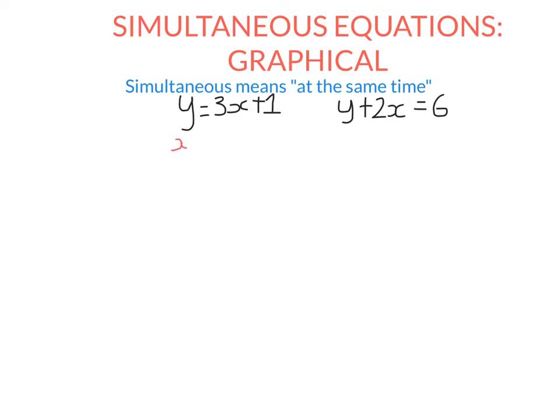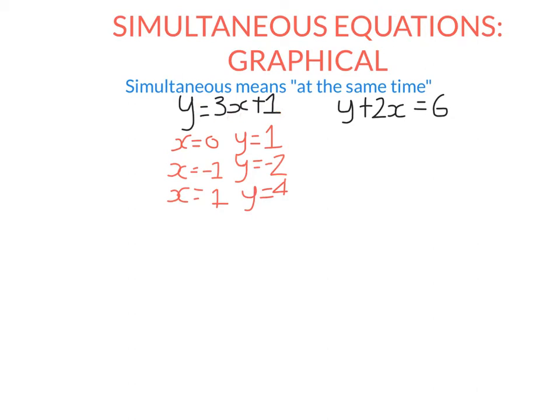So for example, if x equals 0, y would be 3 times 0 plus 1, which is just 1. So this, x equals 0, y equals 1, is a solution to this equation. Because if I substitute x equals 0, y equals 1, I get a true statement. 1 equals 3 times 0 plus 1. That's true. So another solution could be x equals minus 1, y equals minus 2. That would be a solution here. Another solution, x equals 1, y equals 4. That would be a true statement. Because if I substitute y equals 4, x equals 1, I get 4 equals 3 times 1 plus 1.